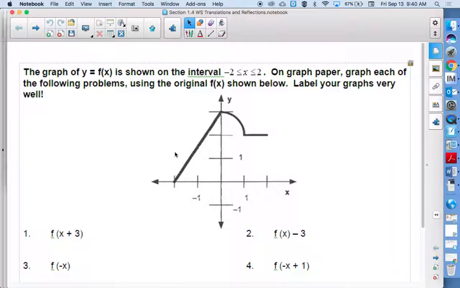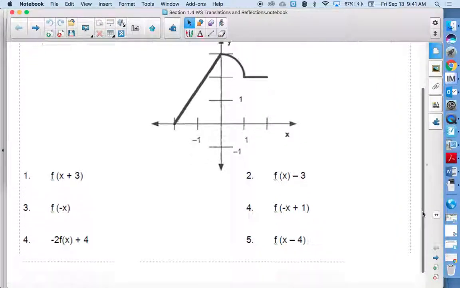Instead of labeling them, make a t-chart. I think it's easier to make a t-chart than to label each individual point, because then your graph has points on top of it, and it gets a little messy, not easily seen. So before we do the graphing part, I'm going to start you off with number 1.